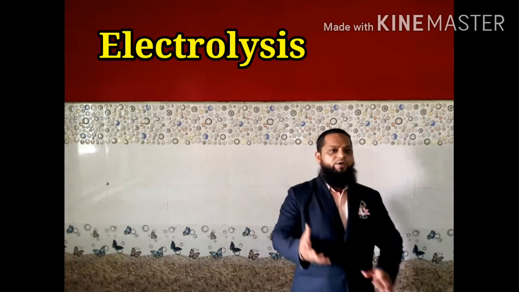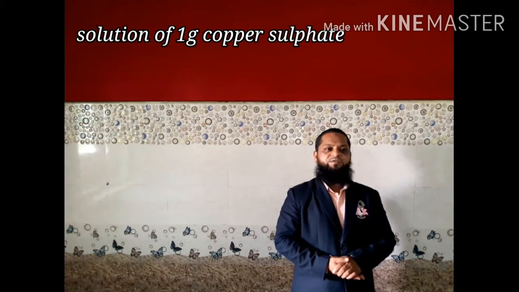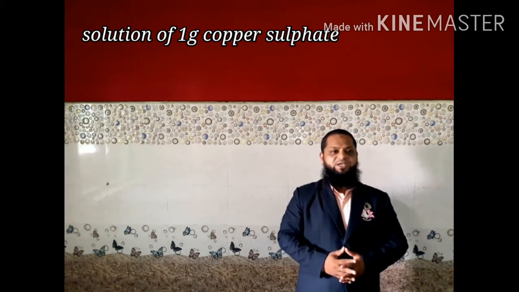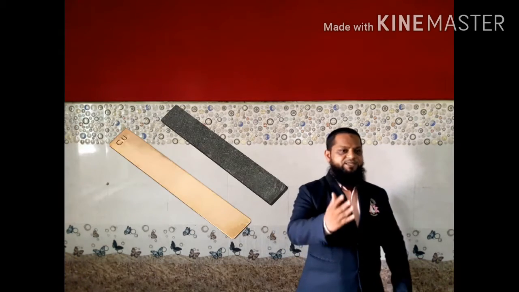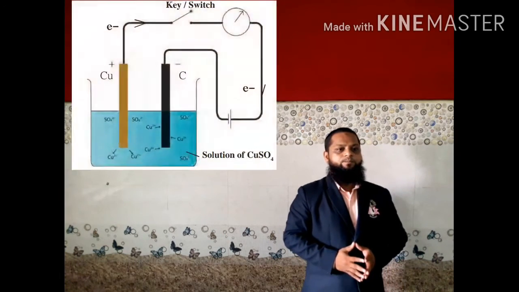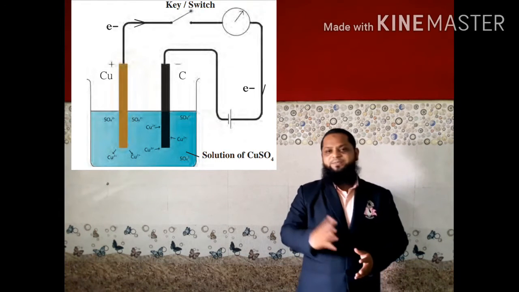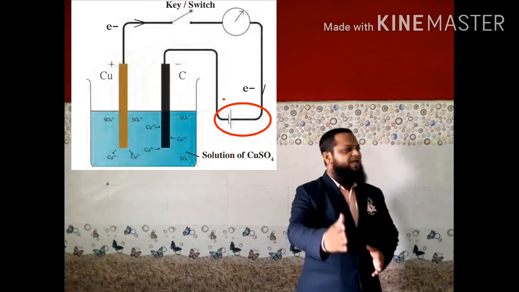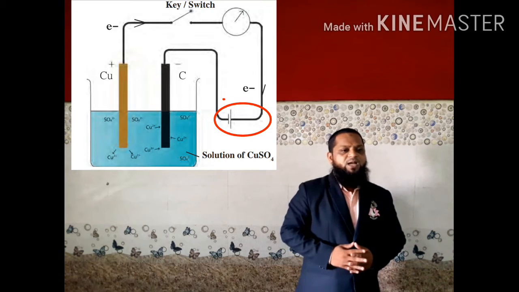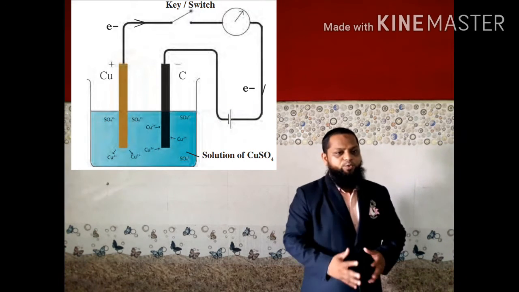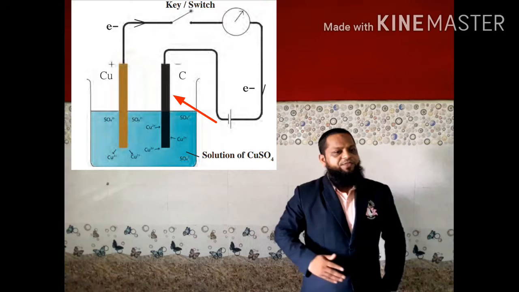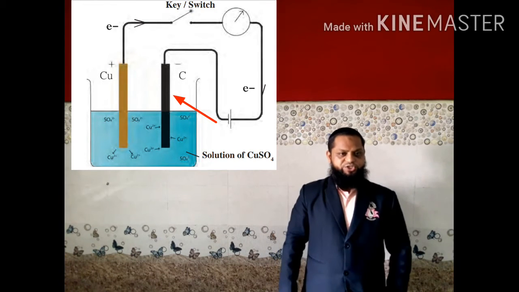Take a solution of 1 gram copper sulfate in 50 ml water in a beaker. Use a thick plate of copper as anode and a carbon rod as cathode. Arrange the apparatus as shown in the figure. Pass an electric current through the electric circuit for some time. In this activity, the copper appears to have deposited on the portion of the cathode immersed in the solution.